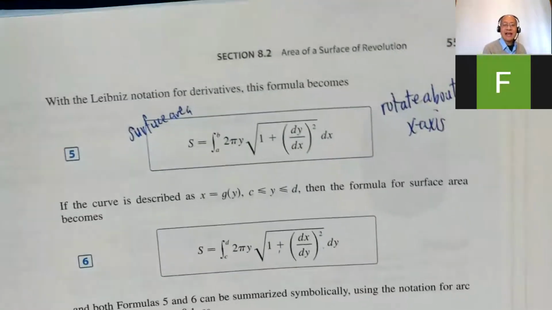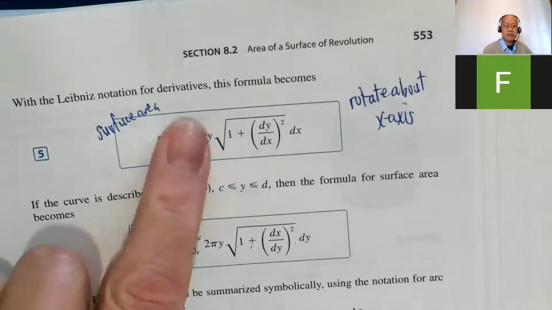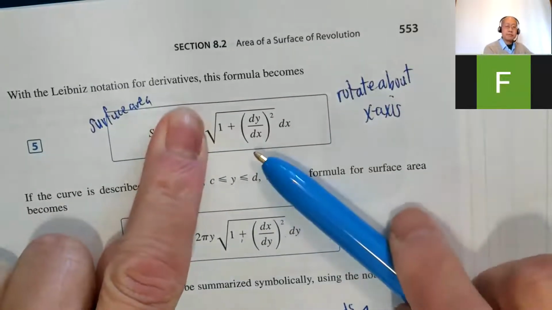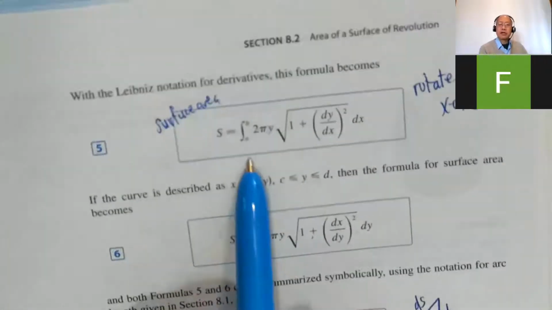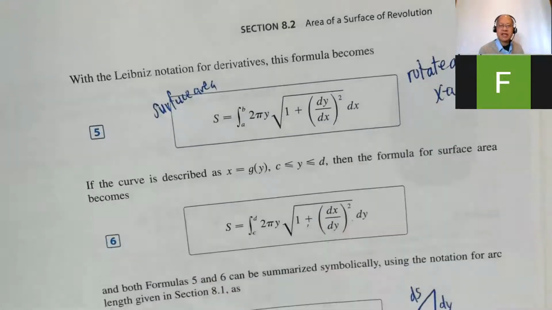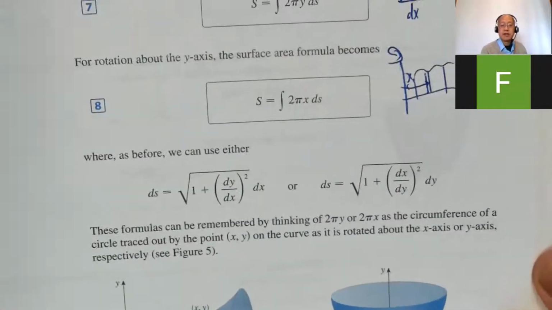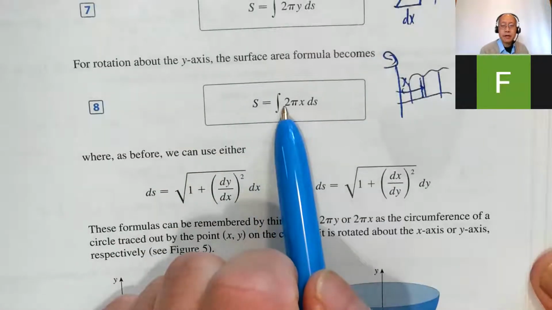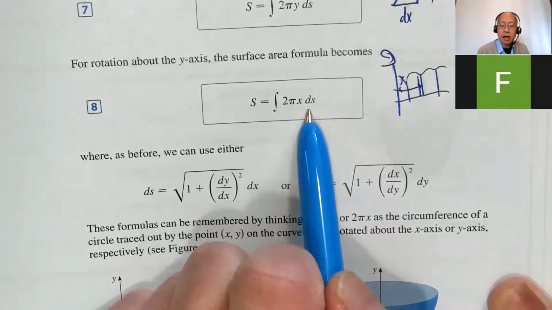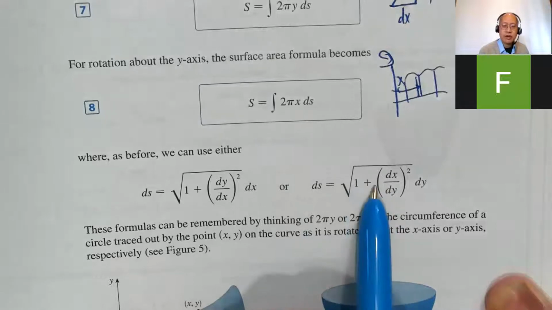Rotate about the x-axis, use this thing, 2 pi y. If you look at this, you say that's the same as the formula from section 1, arc length. It is, because part of the formula, you need the arc length. Only difference is that you multiply by 2 pi y if you spin about the x-axis, and 2 pi x if you revolve about the y-axis. Again, what form of ds, the arc length, do I have? If you have y as a function of x, you do this thing. If you have x as a function of y, then you do this thing.